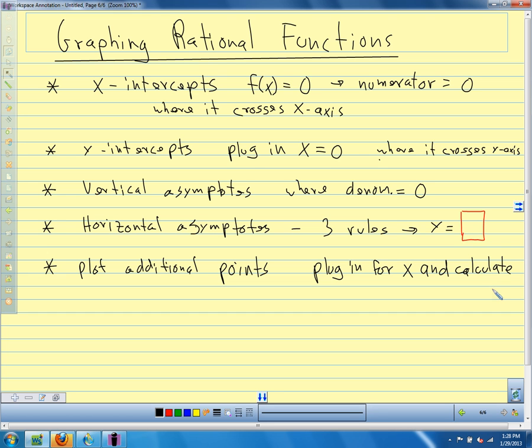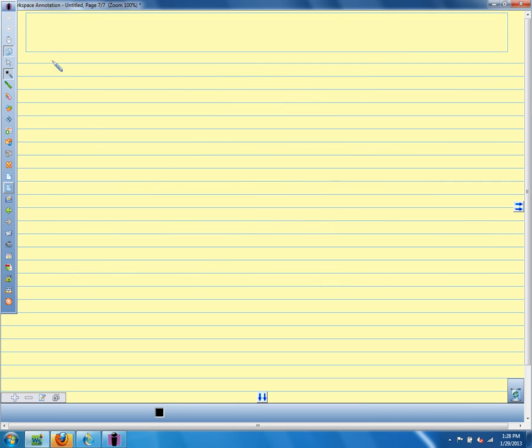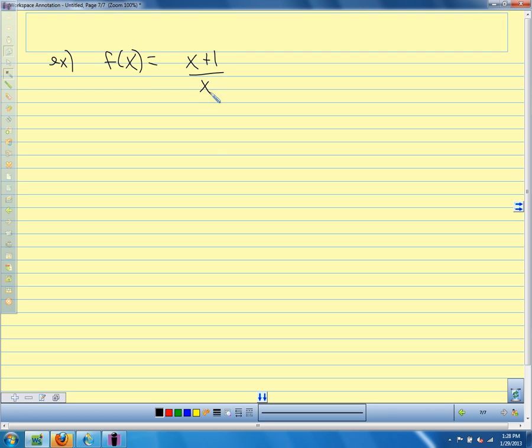So I just want to do one really quick example of sketching a graph of a rational function, one really easy one. We'll do a couple more examples tomorrow. And then we'll talk about a special kind of asymptote tomorrow. So these are the things that we're going to do every time we want to graph a rational function. So we have f of x equals x plus 1 over x.